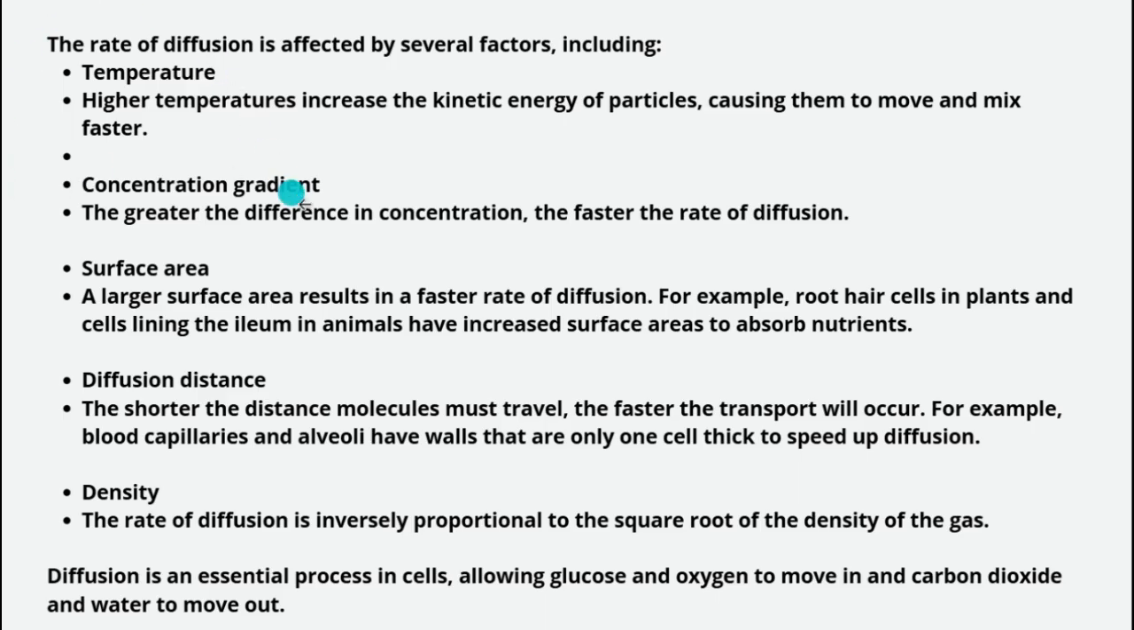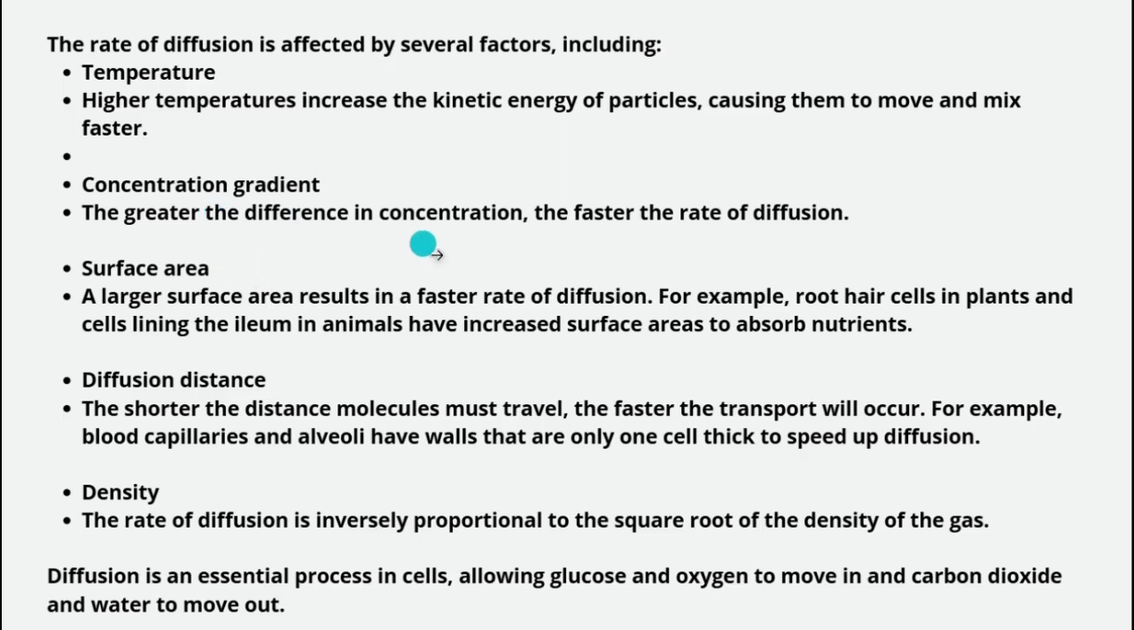And as it relates to concentration gradient, the greater the difference in concentration, the faster the rate of diffusion. For example, you have a lot of particles. So maybe we have 10 molecules outside of the membrane that need to get inside. It's moving from an area of high concentration to an area of low concentration. You get what I mean, right?